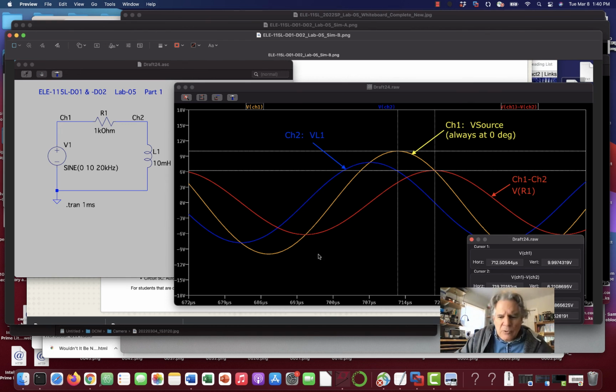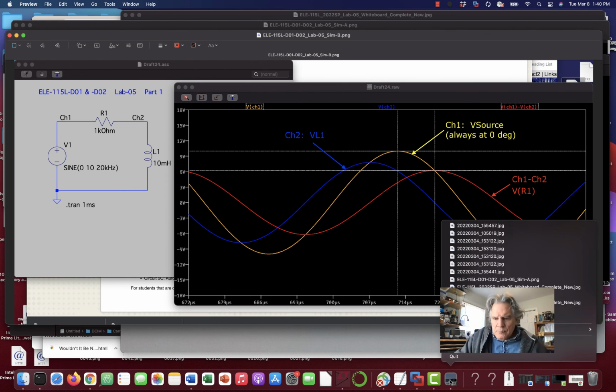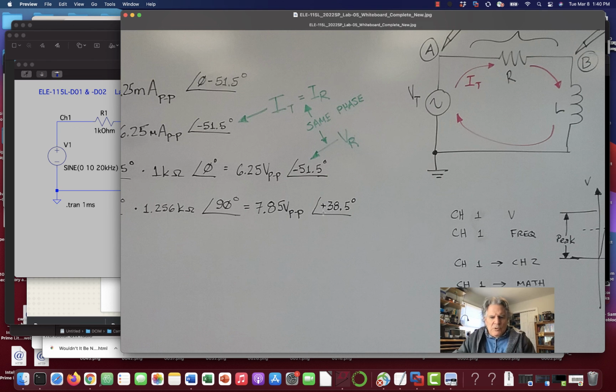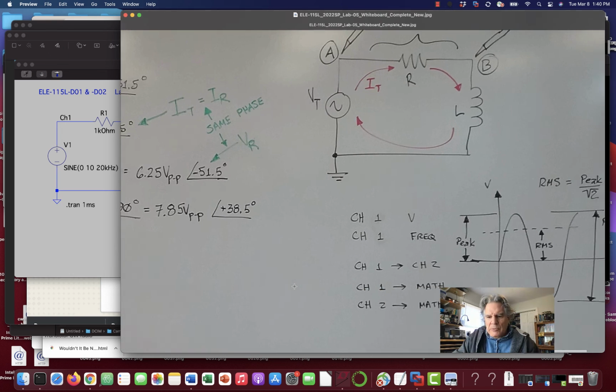Now, if we go back to our whiteboard complete, we had our answer was 51.84, and the answer here was 51.5. So not too shabby, really.